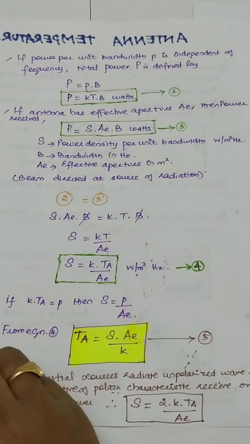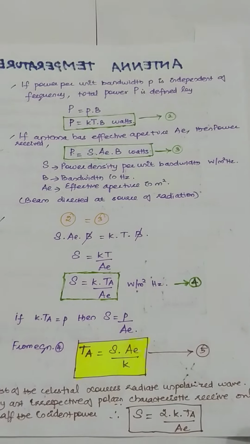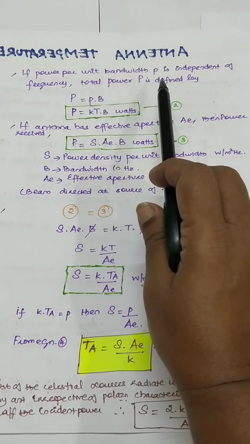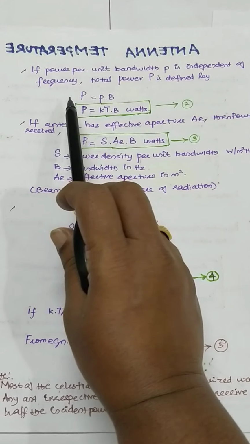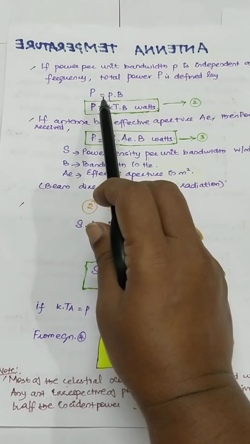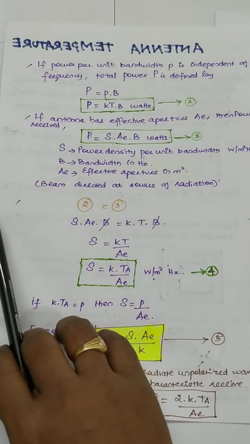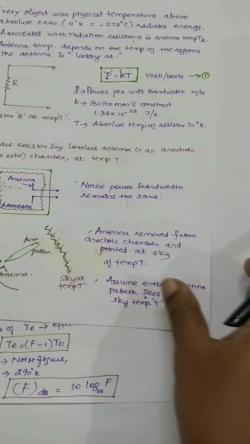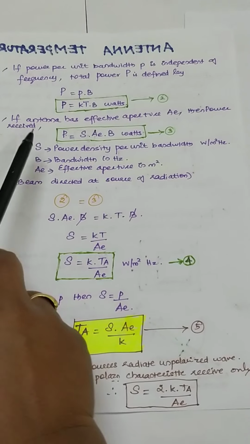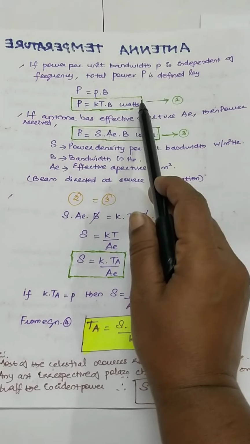Now, we can go into the analysis of identifying antenna temperature. By definition, power per unit bandwidth, if it is independent of frequency, then the total power is defined by capital P equal to small p into B. In equation number 1, we have defined small p to be equal to K into T. So, substituting 1, I get the second equation as P equal to KT into B watts.